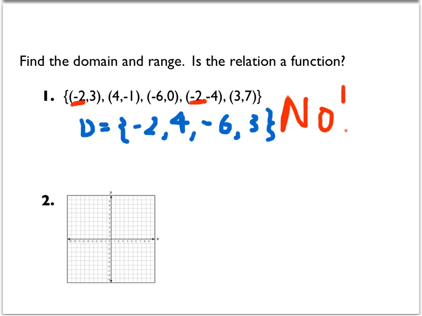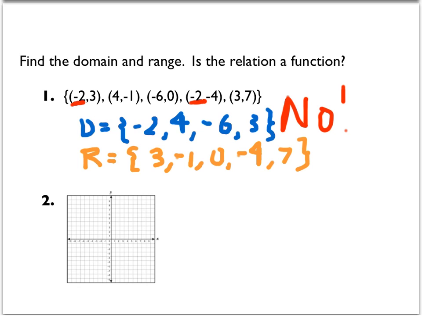That's my domain. My range then will be my y values, of course, which are 3, -1, 0, -4, and 7. Okay? So that's pretty basic. Once again, this is a relation, but it is not a function.